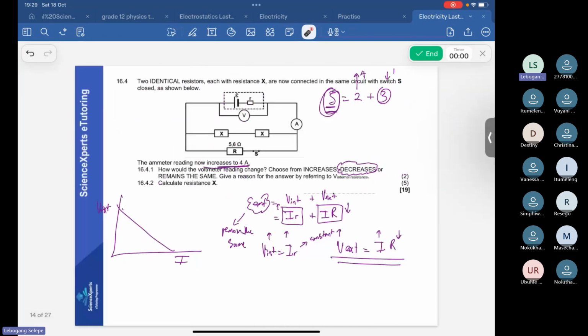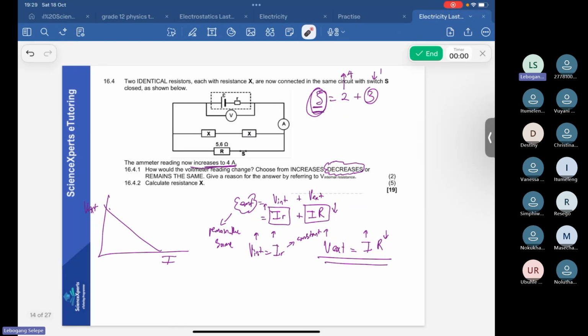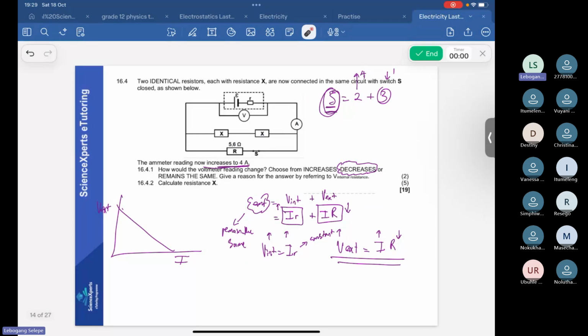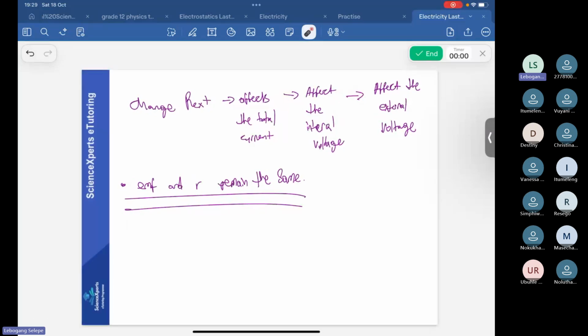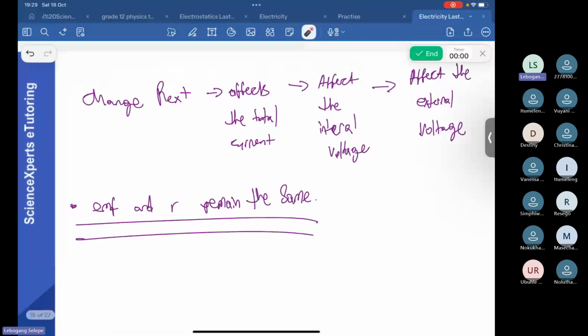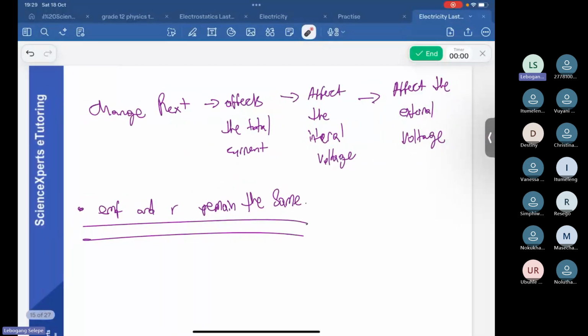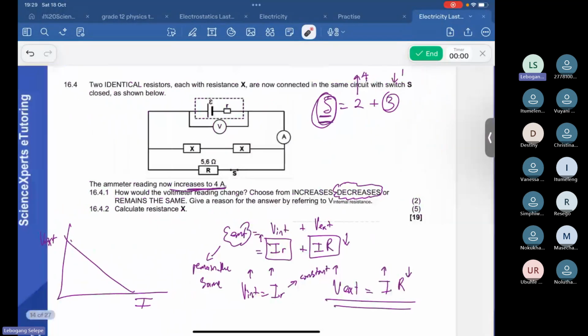Just like this one, they told us that the current increased, but they didn't tell us how that current increased. For this current to increase, actually the total resistance was decreased first. Then from there, you can continue with this cascade of explaining how things happen. I hope it makes sense now. So we're going to pass.